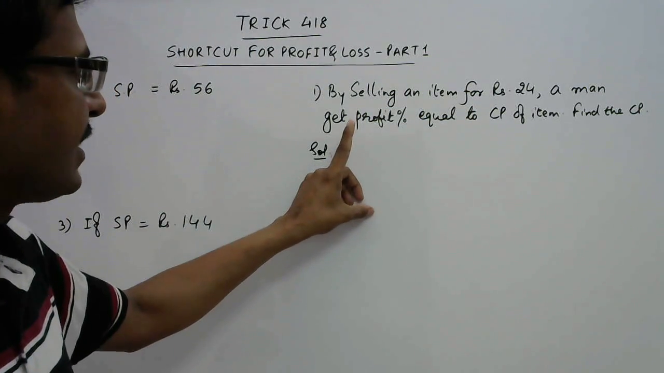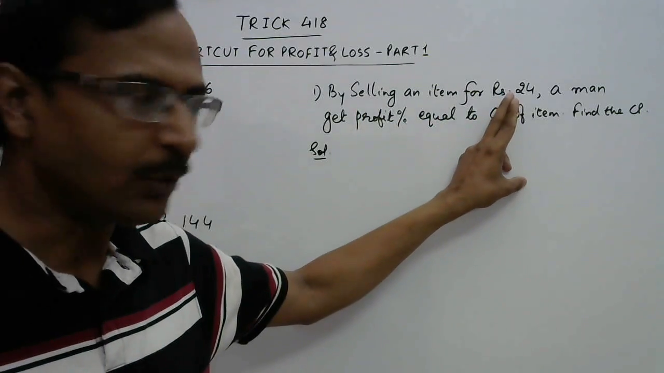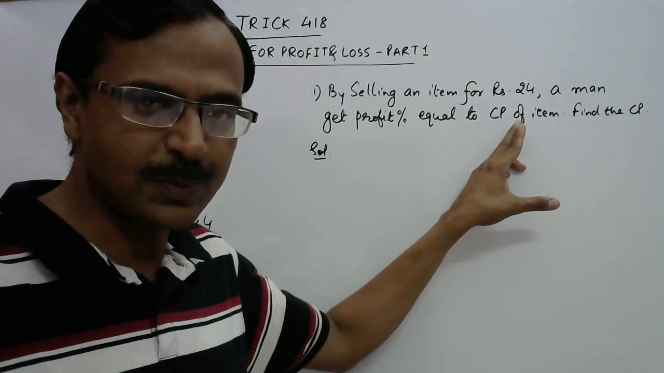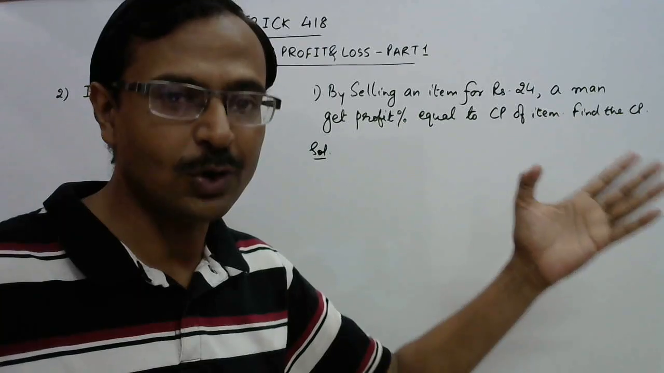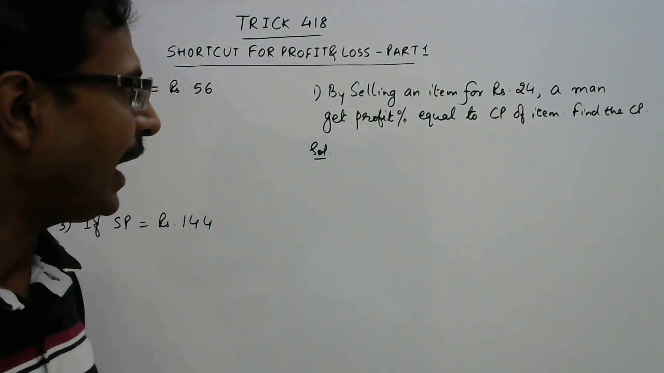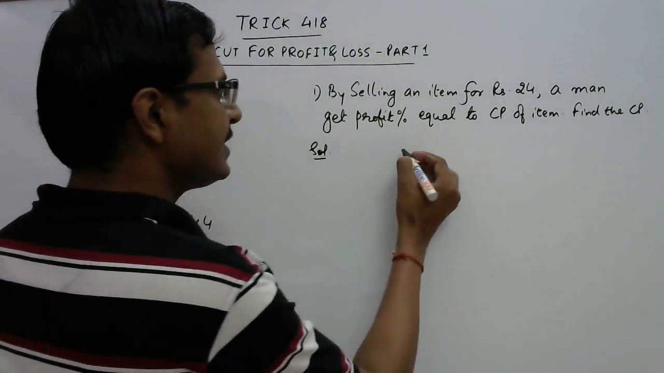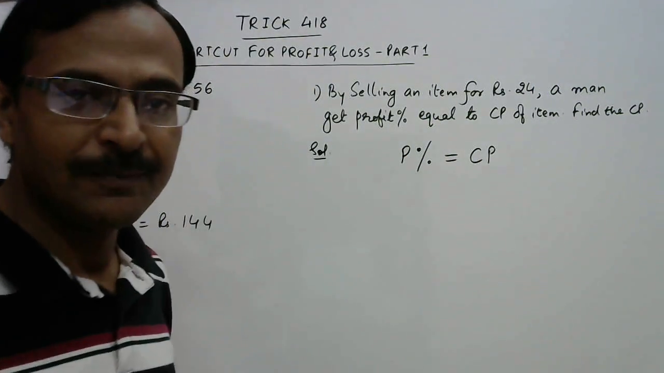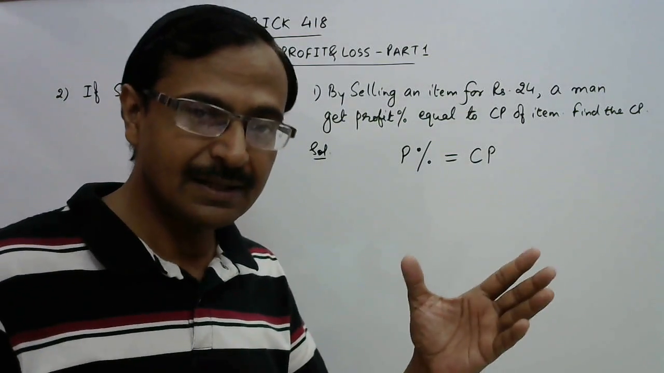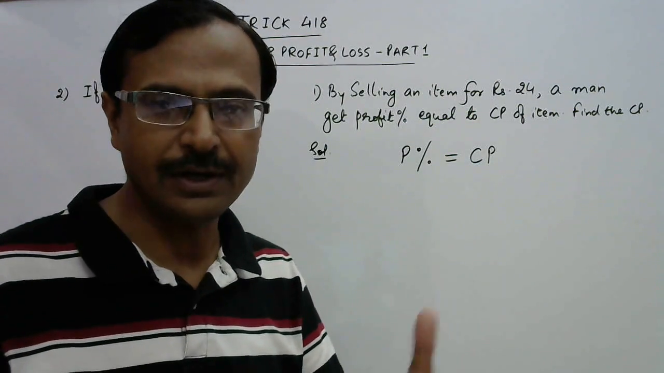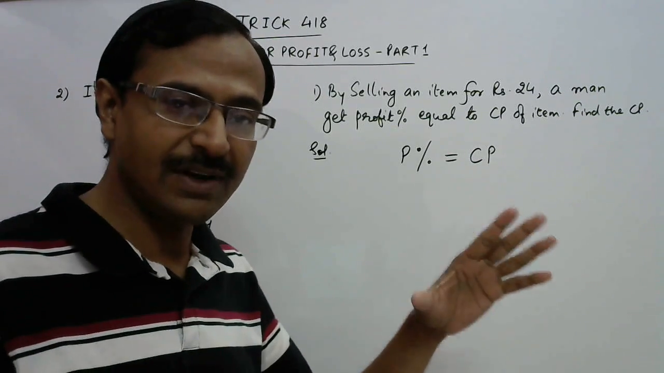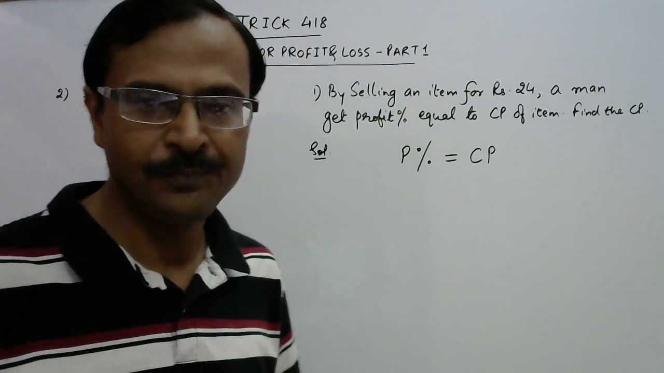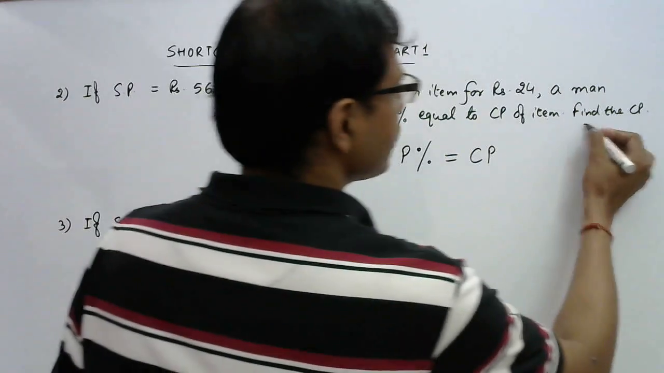So the question goes like this: by selling an item for rupees 24, a man gets profit percent equal to cost price of the item. So we need to find the cost price. So selling price is given and the condition which is given is that the profit percent is numerically equal to the cost price. Like if the cost price of the item is rupees 10, then the person is getting 10% profit. Or if the cost price of the item is rupees 65, then the person is getting 65% profit. So both are equal. Now we need to find the cost price.